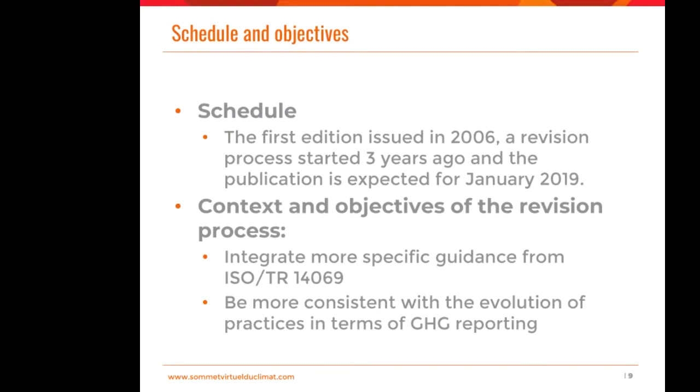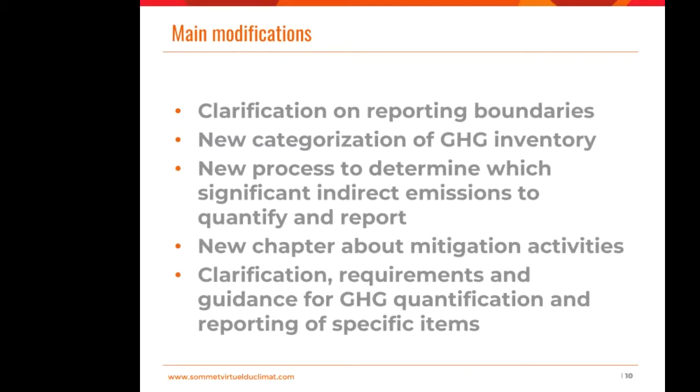Thanks to the 40069, a lot of enhancements have been integrated in the revision of the 40064-1, which make it more consistent with the evolution of the international practices in terms of GHG quantification and reporting. So a lot of clarification has been made on what we call the reporting boundaries. A new categorization of GHG inventory has been defined. A new process has also been defined to help the user determine which significant indirect emissions shall be quantified and reported when you do a GHG footprint at the organization level.